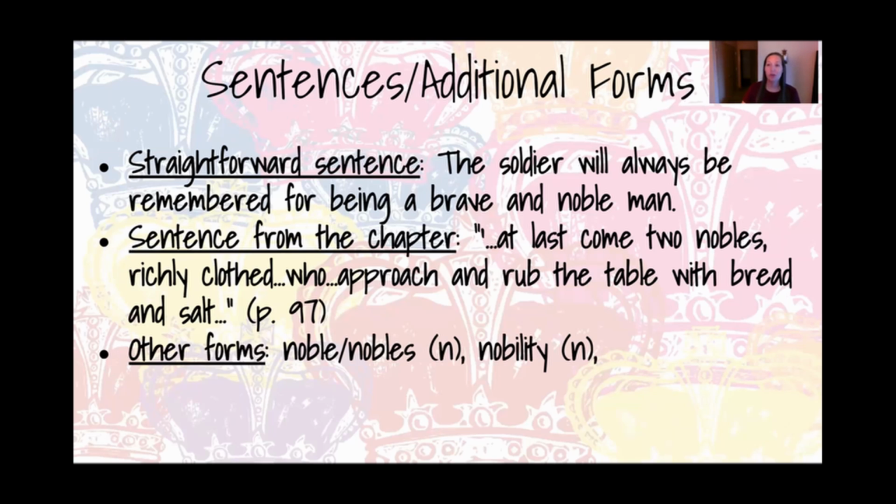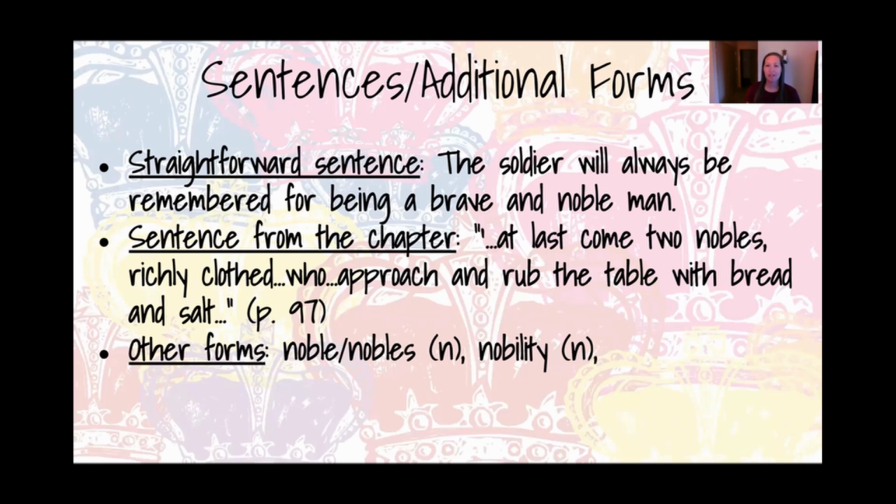So there's two nobles who are dressed fancily. So some upper class, I would assume gentlemen, and they come and they're preparing this table. And so part of that tradition is to apparently rub the table with bread and salt. Seems strange now, but we have a lot of traditions right now. Probably that would seem strange to other people in the future as well.